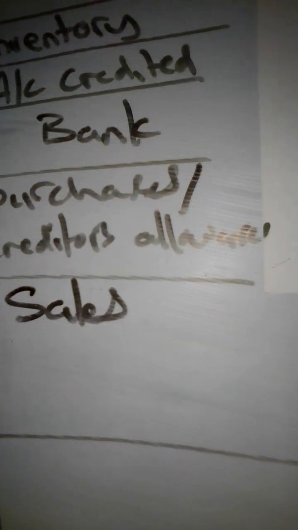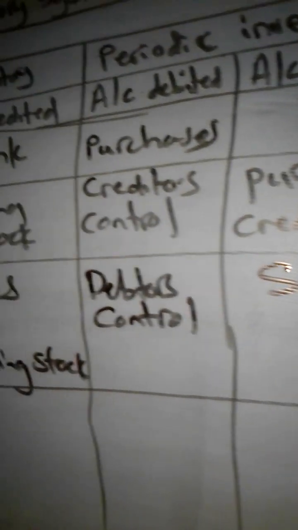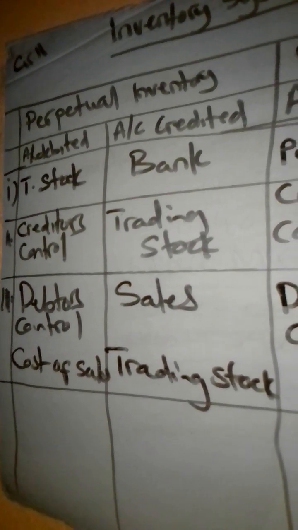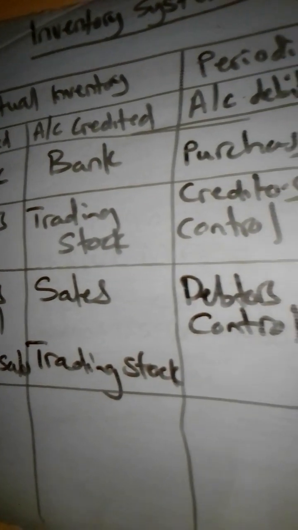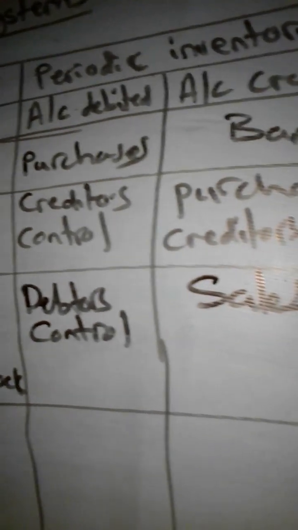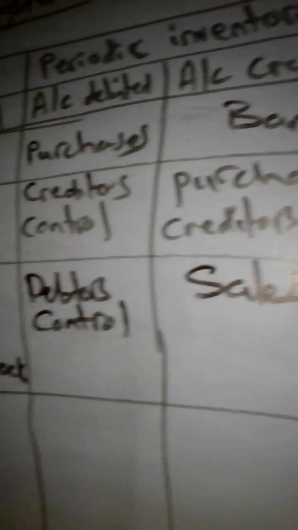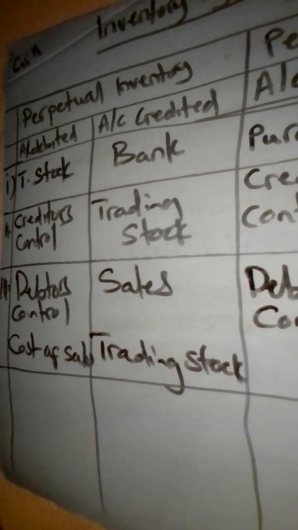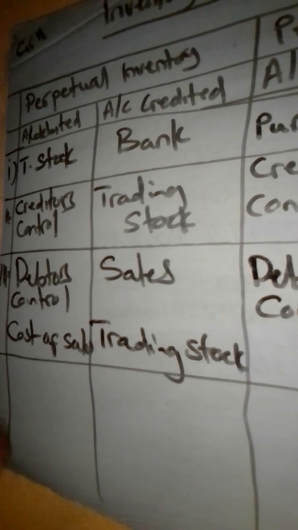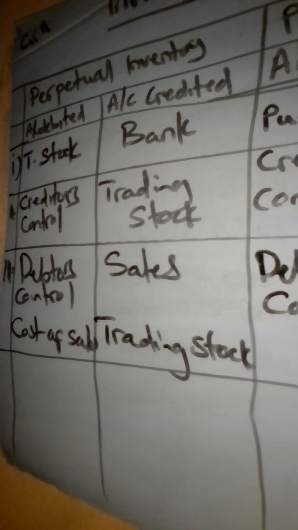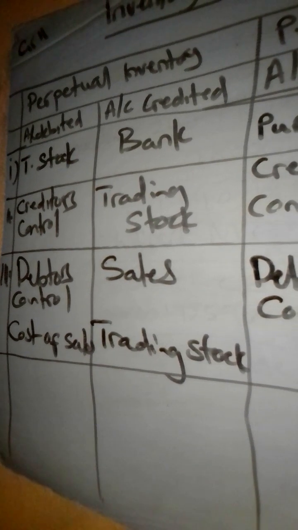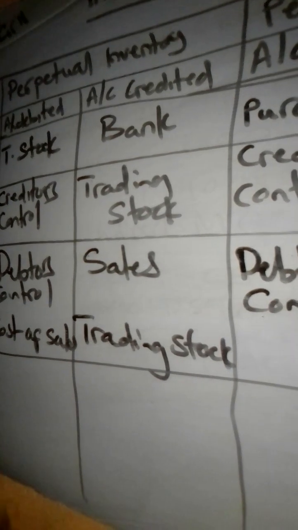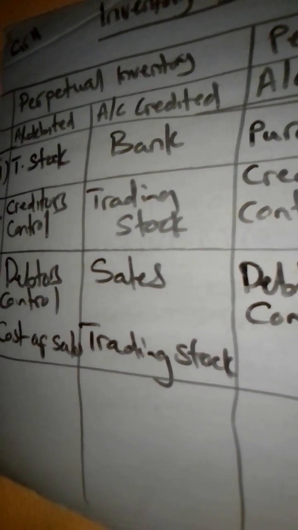Sales and debtors control. Sales are being credited on both perpetual and periodic. Why? Sales are income. Income always increases on the credit side. Anything that increases owner's equity is supposed to be credited. In this instance, why did I credit the trading stock? Whenever we make a sale, the trading stock that we had decreases. Cost of sales is an expense. We record it on the debit side. Debtors control is simply indicating that we made a credit sale. We have just created debtors, and our debtors are increasing. That's why they are on the debit side. Debtors are assets, and they are debited whenever they are increasing.